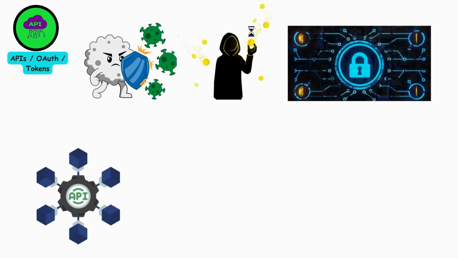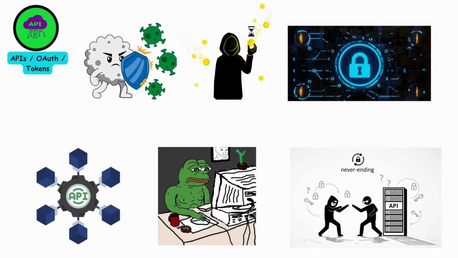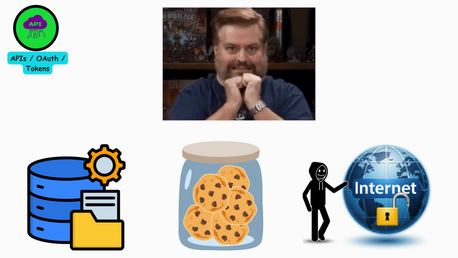Defenders use short-lived tokens, least privilege, API gateways, and strict logging. But the dance between hackers and APIs is like a never-ending spy thriller. Up next, databases, the cookie jars of the internet that you really shouldn't leave unlocked.